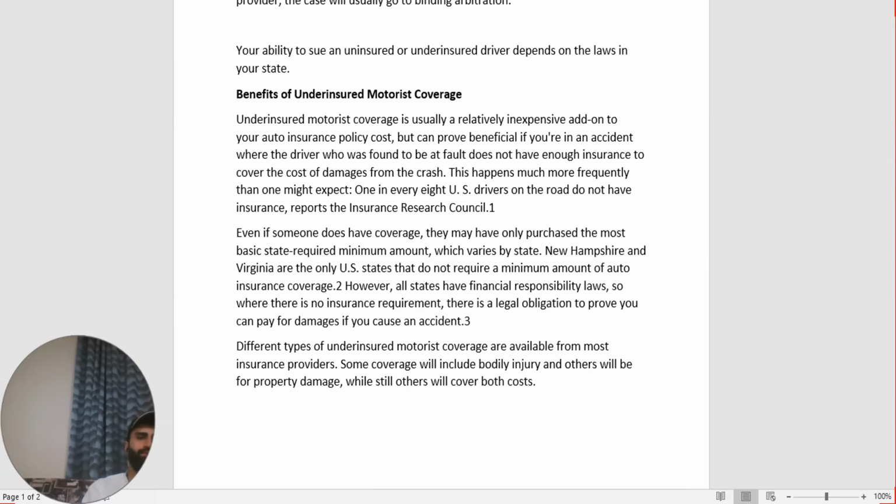New Hampshire and Virginia are the only US states that do not require a minimum amount of auto insurance coverage. However, all states have financial responsibility laws, so where there is no insurance requirement, there is a legal obligation to prove you can pay for the damage in case of an accident.